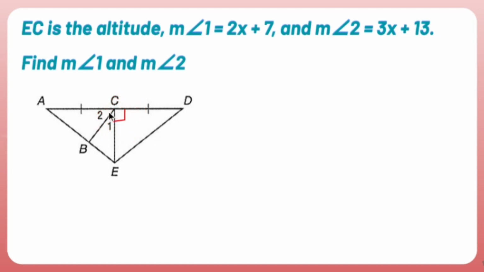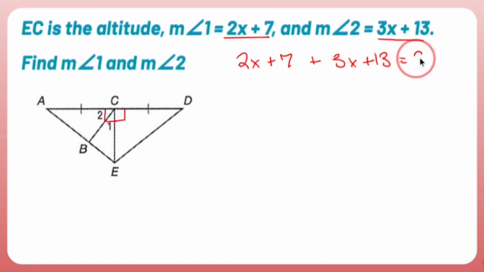And since this is a right angle, that implies this is a right angle, which implies that the measure of angle 1 plus the measure of angle 2 are 90 degrees when added together. They're complementary. So that's how we're going to set this up. The measure of angle 1 plus the measure of angle 2 equals 90. So 2x plus 7 plus 3x plus 13 equals 90.